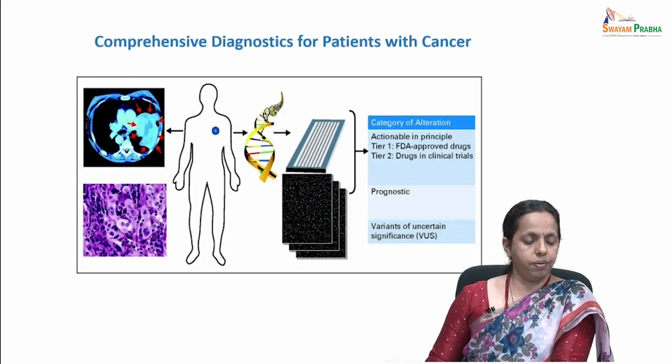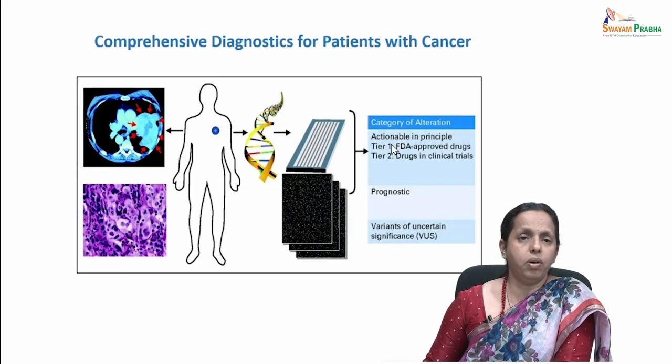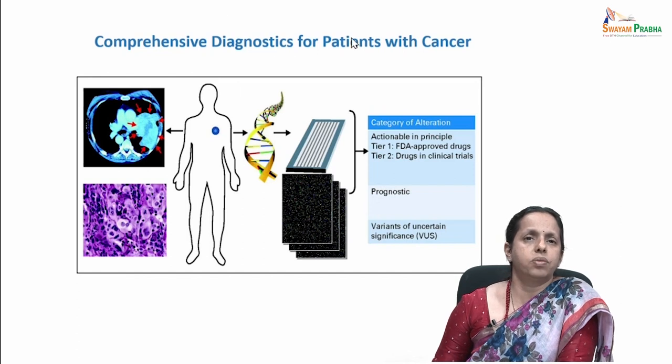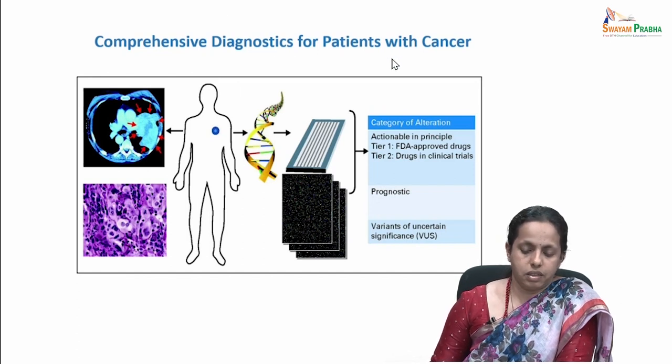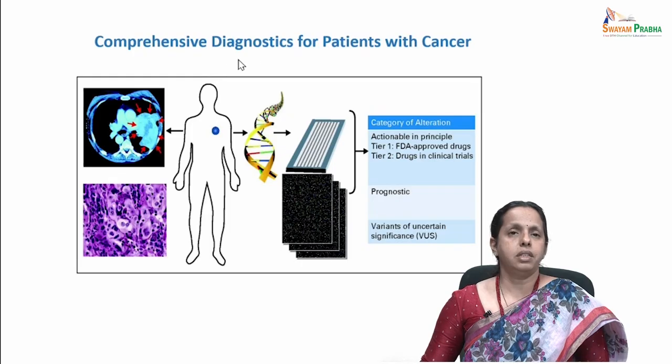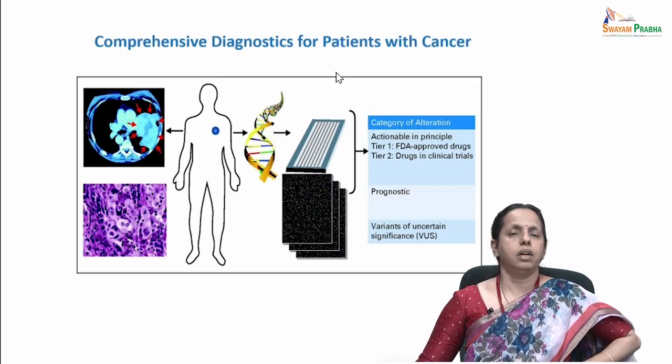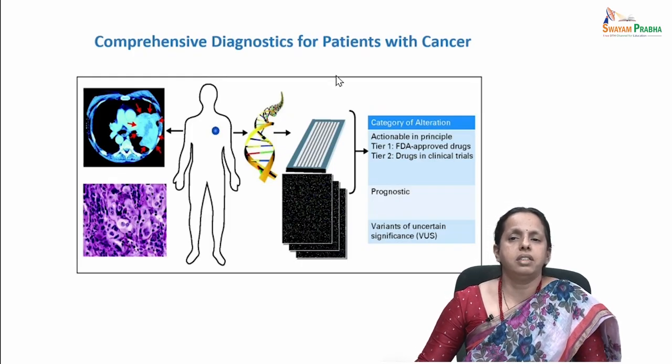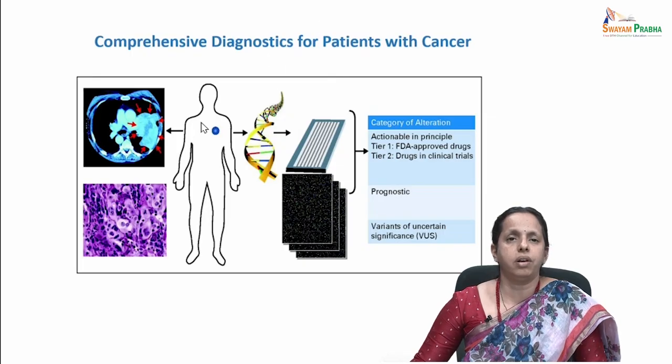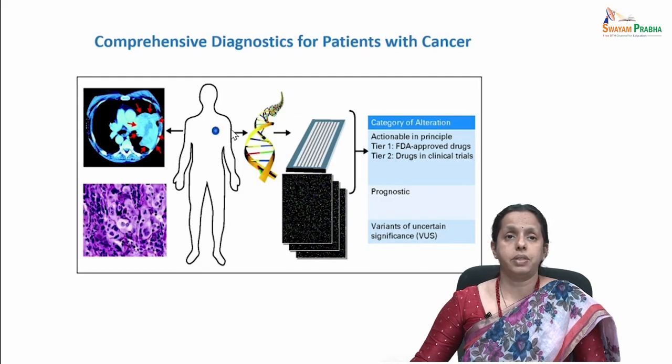So you have comprehensive diagnostics for patients with cancer. First, they characterize the genome of patients using state of the art technologies, as I mentioned, all the omics. Then you have to filter. First, where is the tissue here? For example, here is your lung biopsy. This could be archived. Biopsies can be stored for several months to years.